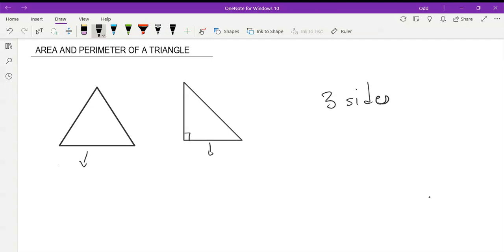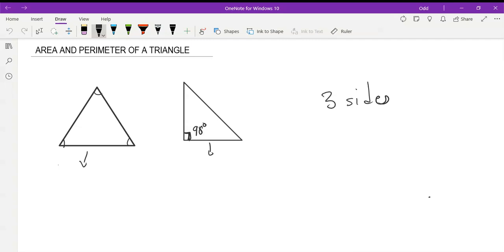So what's the difference? The difference is that the right angle triangle has a 90-degree angle here. One of the angles of the right angle triangle is 90, and for the other one, no, it doesn't have to be 90. This one, this one, this one.